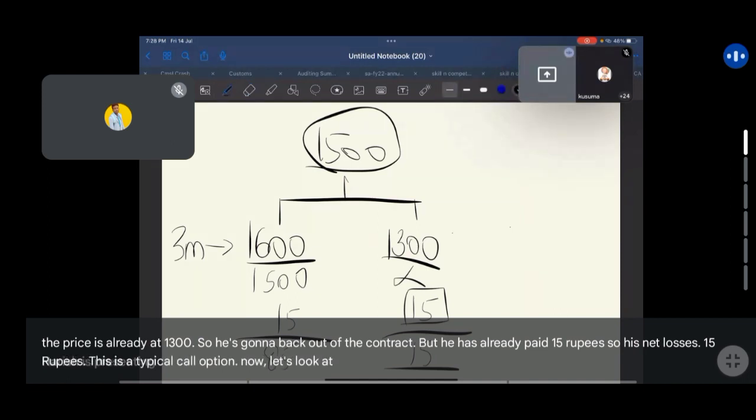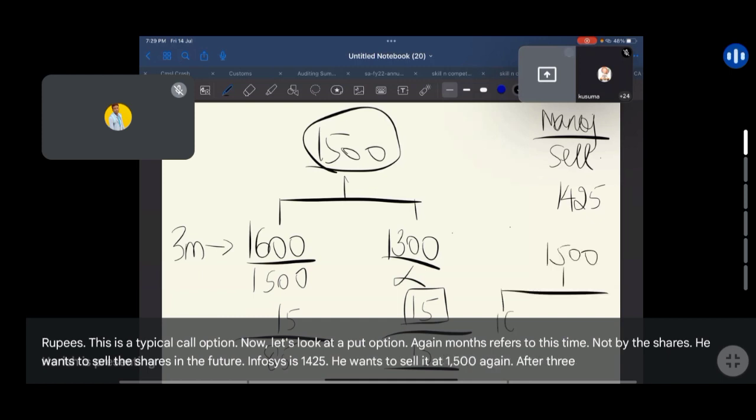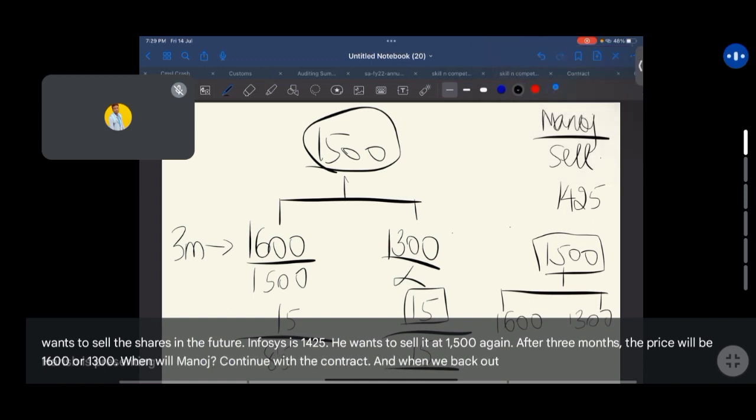Now let's look at a put option. Again, Manoj this time prefers not to buy the shares, he wants to sell the shares in the future. Infosys is 1425. He wants to sell it at 1500. After 3 months, the price will be 1600 or 1300. When will Manoj continue with the contract and when will he back out of the contract?